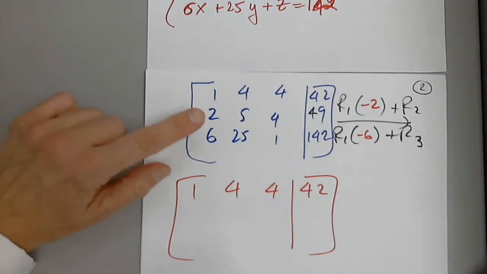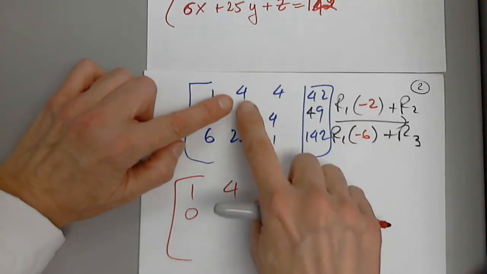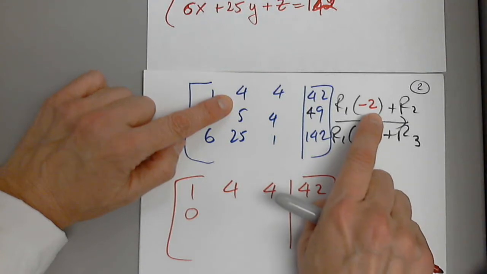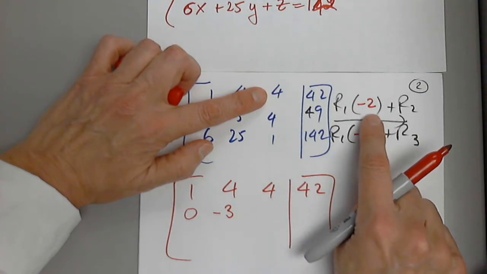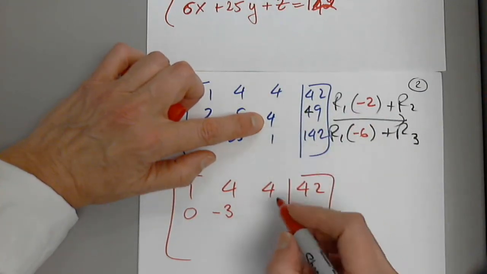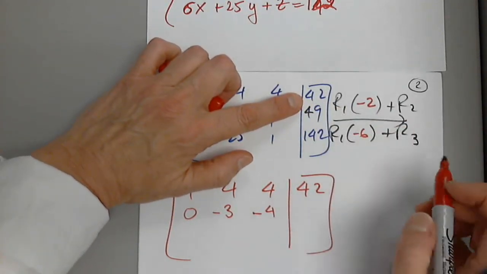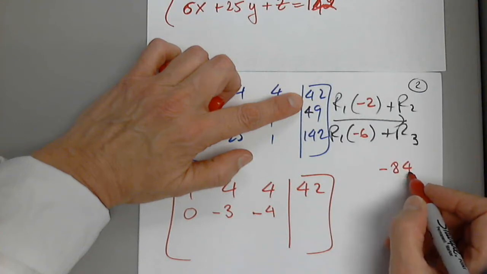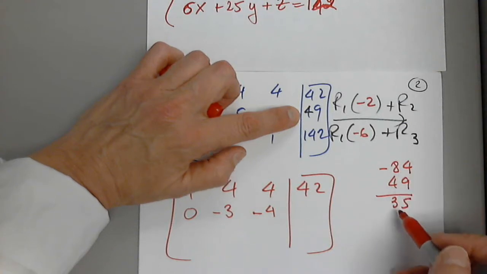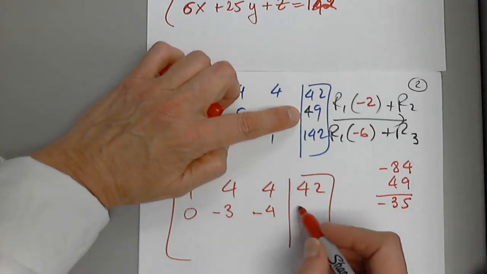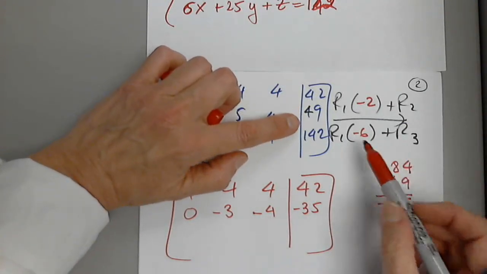Let's do this together. 1 times -2 is -2, plus 2 is 0. 4 times -2 is -8, plus 5 is -3. 4 times -2 is -8, plus 4 is -4. Very good. Now, 42 times -2 is -84, and plus 49, this is -35. Am I correct? Check my numbers, please, to make sure. So -84 and plus 49.